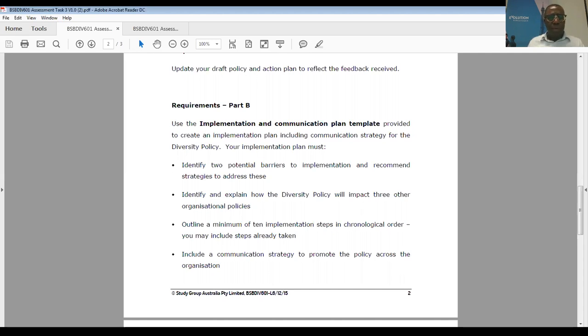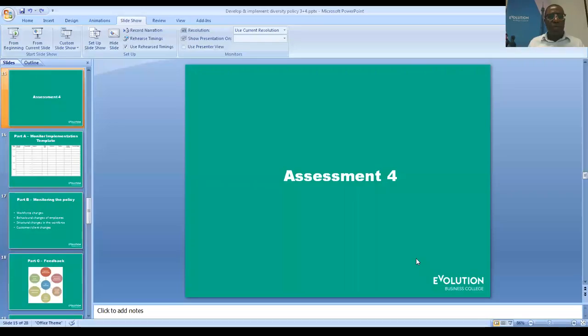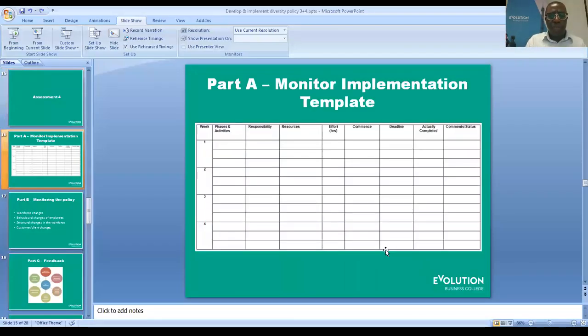Now let's look at assessment 4, and let's start that. Let's go and see what assessment 4 has got for us. That's assessment 4. Here we go. So we're going to start with a monitor implementation template. So you have your policy, you have your draft. Now you're going to implement it. How are you going to monitor?